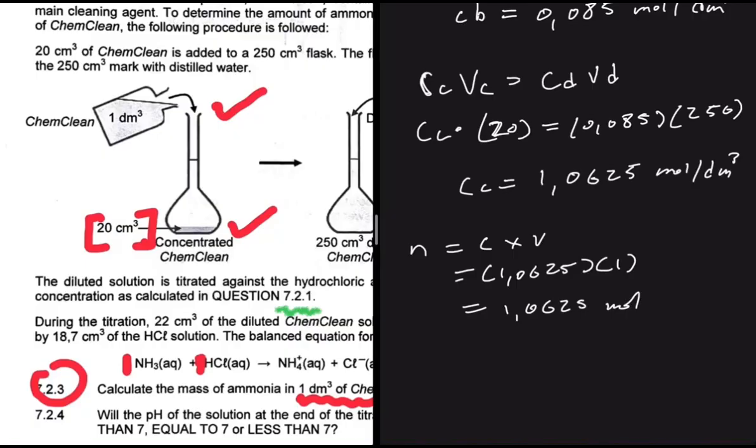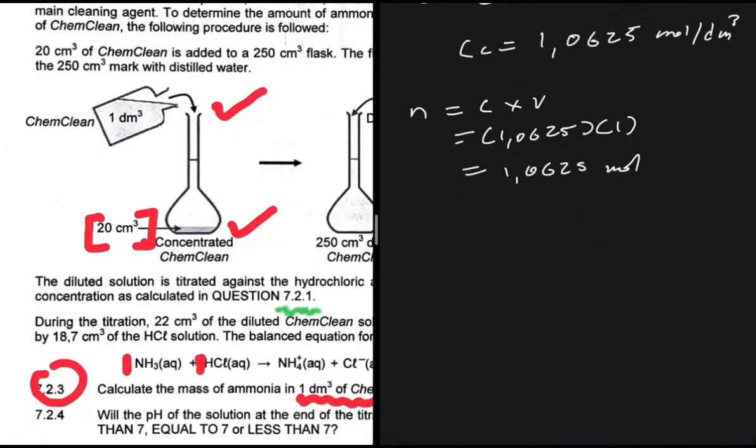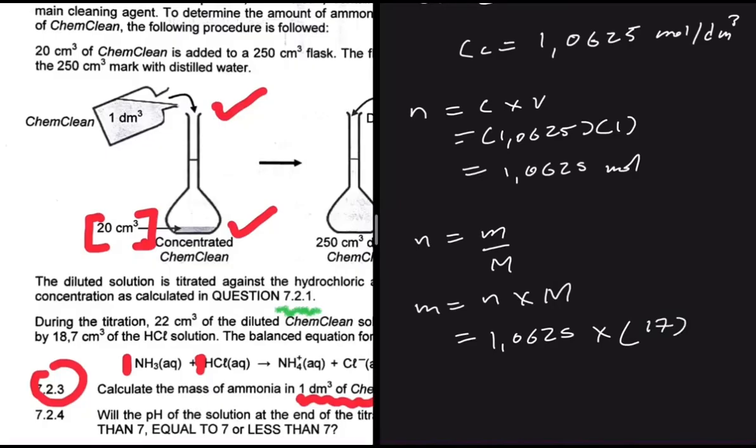So the number of moles will be equals to 1.0625 moles, right? But then we're looking for the mass, and we know that the number of moles is equal to the mass divided by the molar mass. So the mass will be equal to the number of moles multiplied by the molar mass. The number of moles, that is 1.0625, and then the molar mass, so is the molar mass of what? NH3, that is 17, and if you multiply that, you're gonna get 18.06 grams of ammonia in 1 decimeter cube of ChemClean.